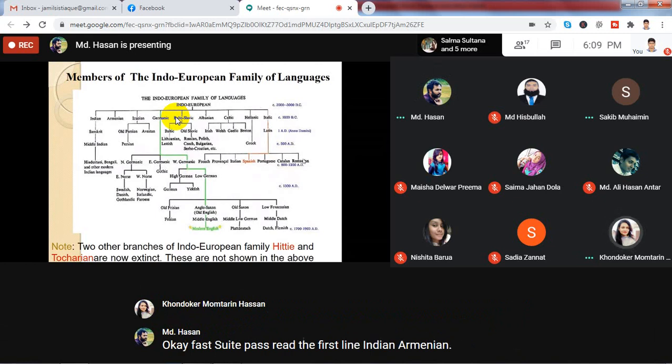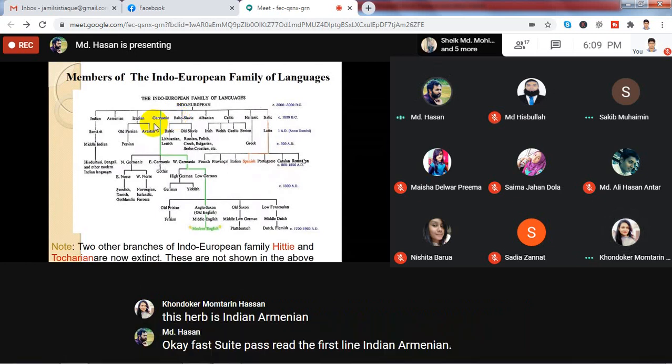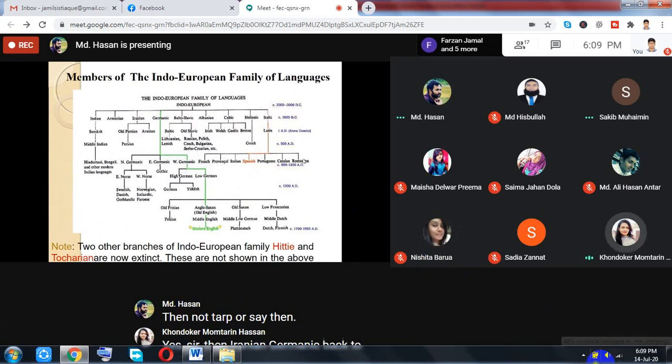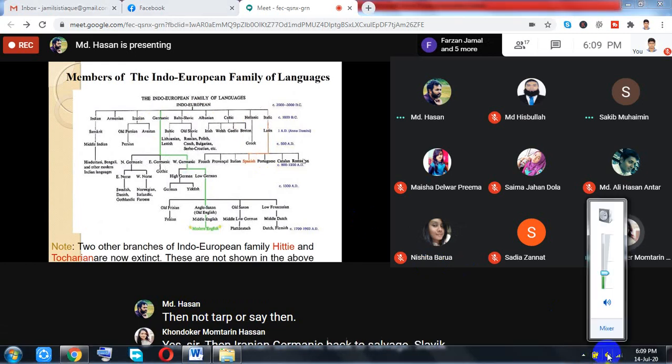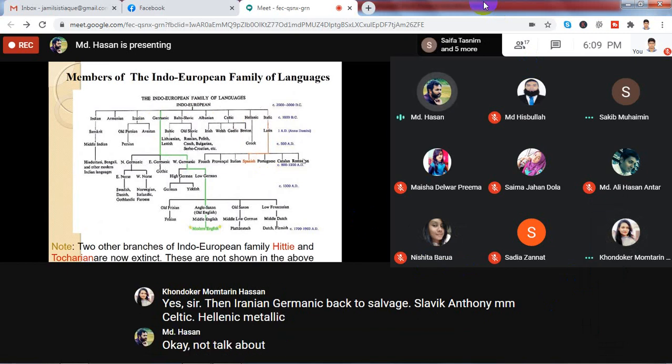Yes, Indian, Armenian. Then Iranian. Then Germanic. Then Iranian, Germanic, Balto-Slavic, Slavic, Albanian, Celtic, Hellenic, Italic. Okay, now talk about Sanskrit, the branches of Sanskrit.